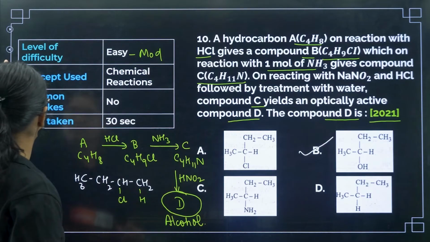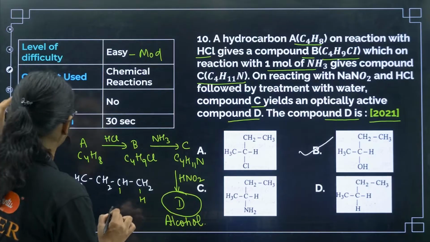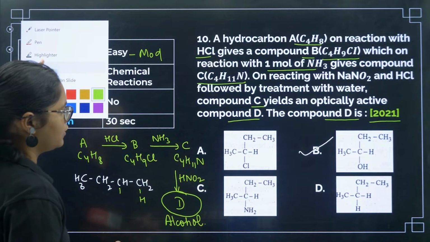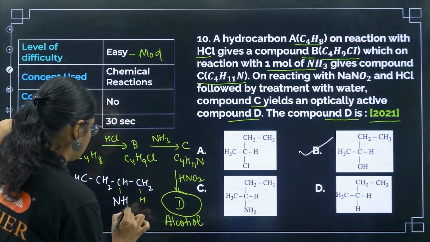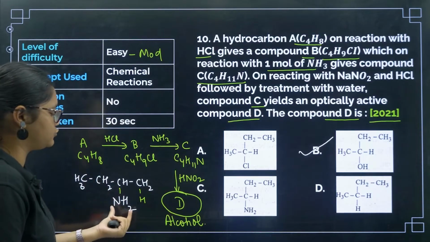So if it is treated with ammonia, what will happen? One of the H will be replaced here, right? So I will get NH2 here. One of the H has been replaced with this whole alkyl group, NH2 I got.